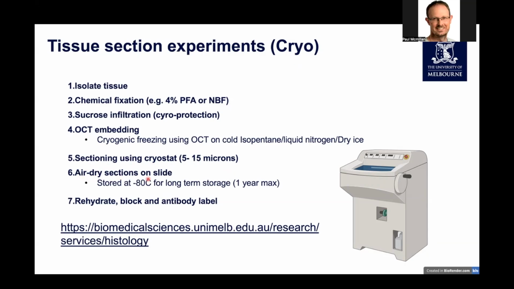Put them onto a slide and air dry onto the slide. If you want to store them for long periods, then that can be done at -80 degrees, before again going back through rehydration, blocking, and antibody labeling. If you're interested in cryo-sectioning samples, then the University of Melbourne histology facility is available to assist with that.